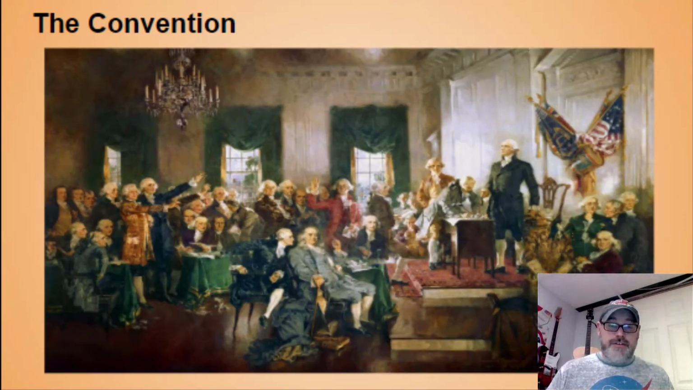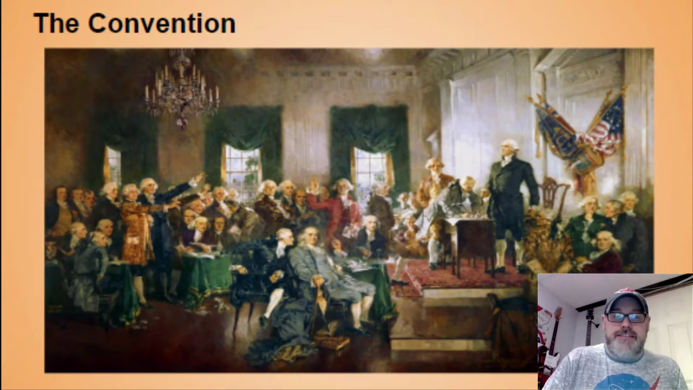The convention officially began on May 25th of 1787, which was actually one week after the date that it was agreed upon that it was going to start. The only delegates to show up on the original date, which was May 14th, were from Pennsylvania and Virginia. So it shows this was kind of a mess to begin with when they get together.